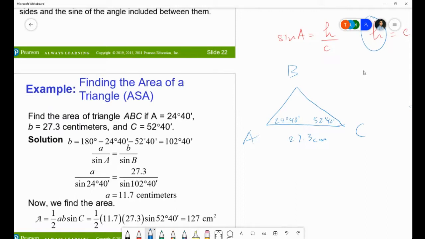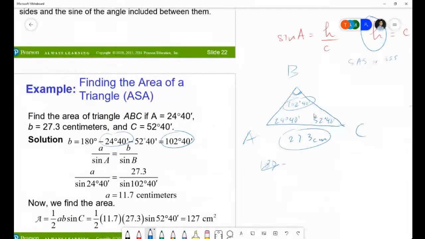Okay, so here we need to find either side, angle, side or side, side, side in order to use the area formula. So now we need to find another side. We can find this angle pretty easily because we can just subtract from 180. So 180 minus 24°40' minus 52°40', and so we get 102 degrees and 40 minutes. So now that we have a ratio, we can set it up to find either C or A.